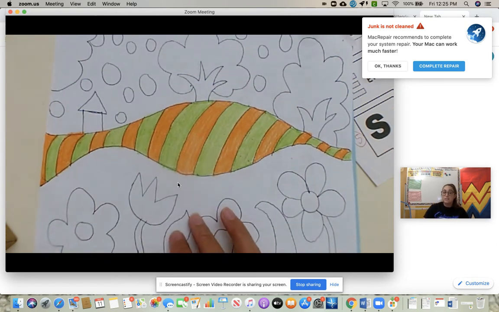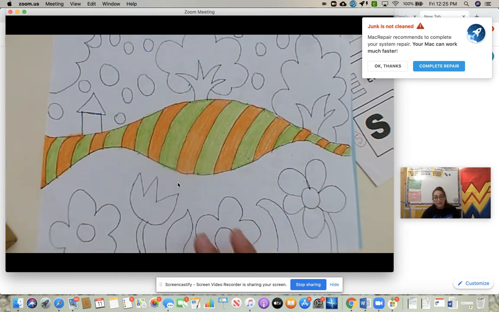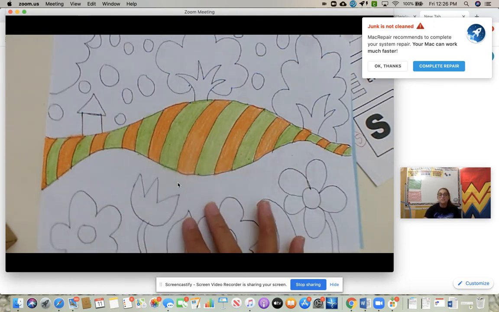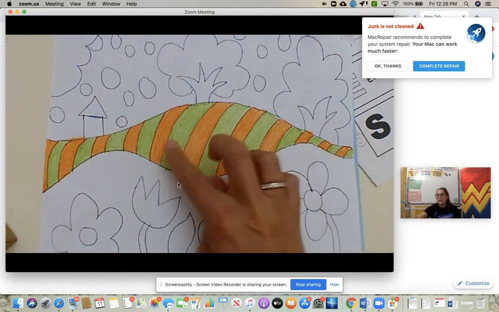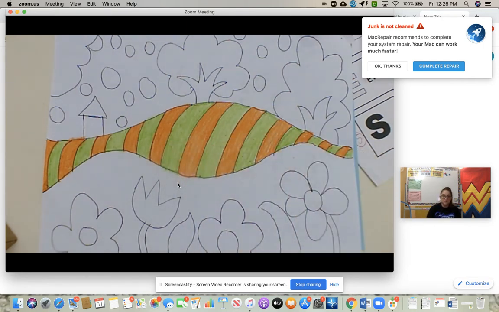Well, students with more of a fixed mindset, it's hard for them to do something that is not realistic, right? We don't have grass that looks like this. That's not realistic. Well, what I want you to do is color it to not be realistic. Think outside the box. Use your imagination. Turn it into whatever you want. Okay?